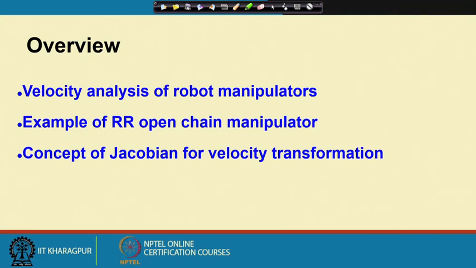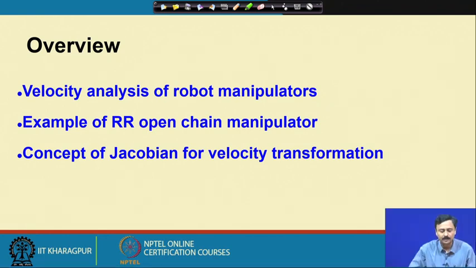We are going to start this velocity analysis of robot manipulators with an example of an RR open chain manipulator, and we will introduce the concept of Jacobian for velocity transformation as we had done for mechanisms.